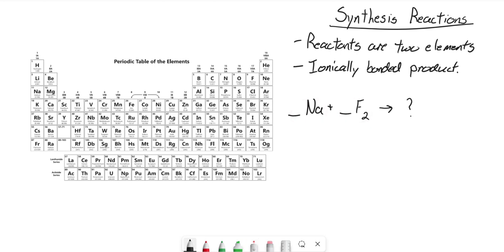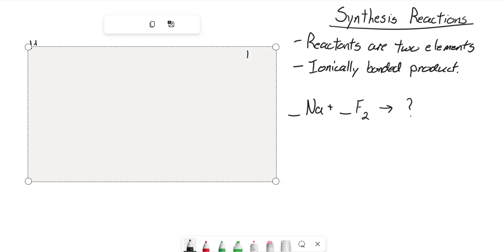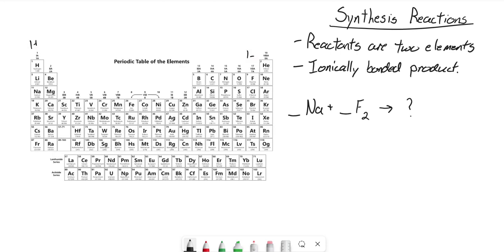So to do that, we can go to the periodic table. If we remember from our formula writing, sodium being in group 1 is always going to have a 1+ charge, and fluorine being over here as a halogen is always going to have a 1- charge. So if we take sodium with a 1+ and fluorine with a 1- and crisscross those charges, we get our single product to be sodium fluoride, NaF.